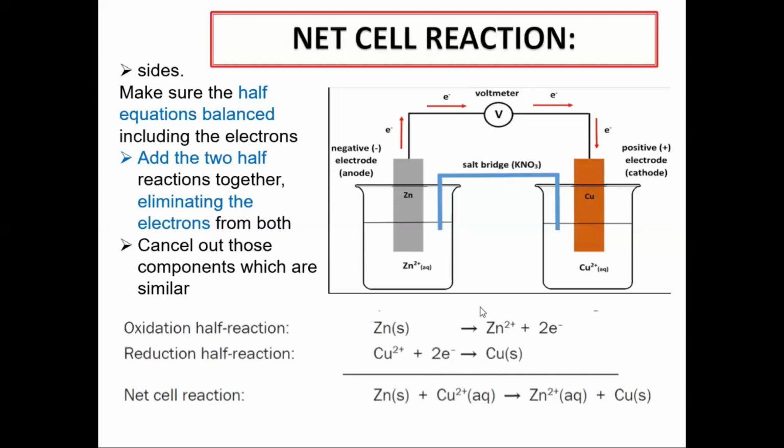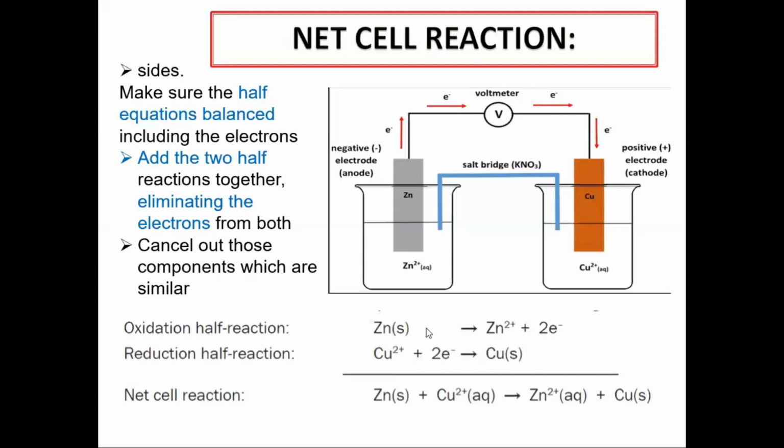I come to this side. I have zinc 2+ ions. Do I have zinc 2+ ions on the other side? No, I leave them. I have copper solid. Do I have copper solid on the other side? No, so I leave them. So now I combine: zinc plus copper 2+, then the arrow, and then I have zinc 2+ aqueous plus copper solid. Zinc is a solid, copper 2+ is aqueous. Whenever you have a charge, it is aqueous. You should just know that.